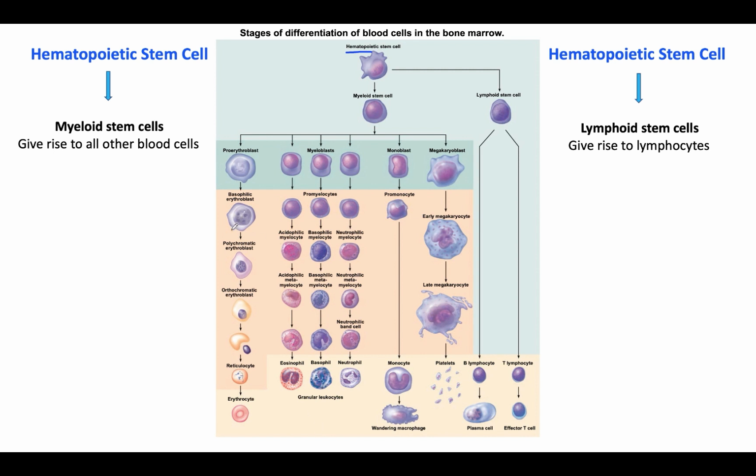Let's look at this diagram showing cell lines in blood cell formation. All formed elements originate from one cell type called hematopoietic stem cell. Hematopoietic stem cell is pluripotent. In other words, it has enormous power and potentiality to differentiate into different kinds of cells.